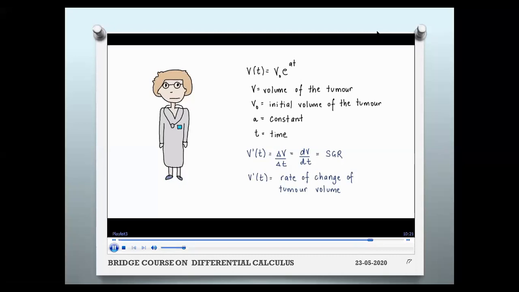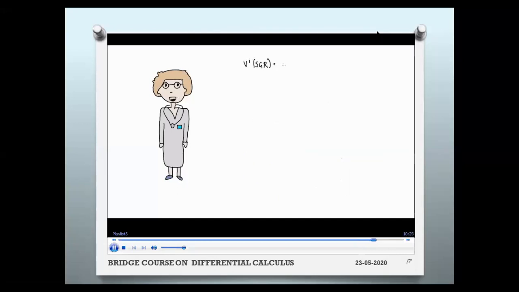V' tells Dr. Cure the relative change in tumour volume per unit of time. Dr. Cure differentiates the function and produces V', so specific growth rate, equals V0 times a times e to the power of at. So V' equals V0 a e to the power of at.